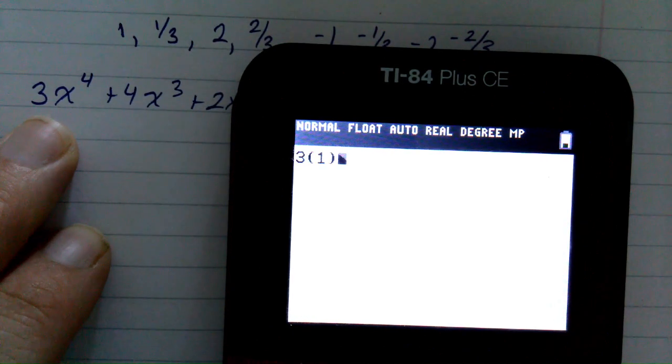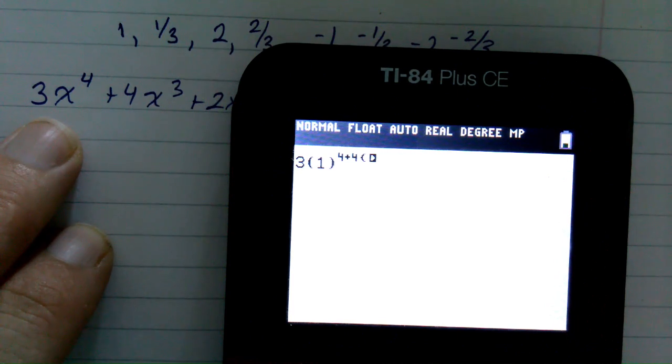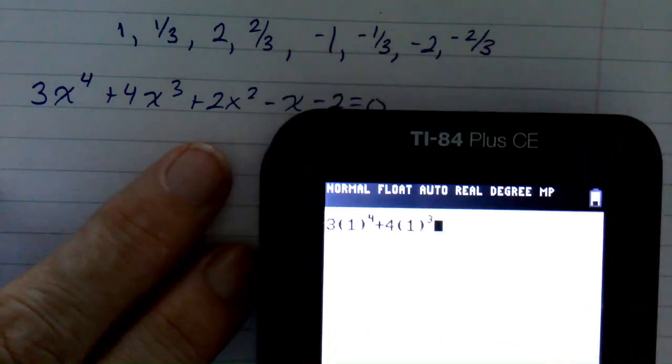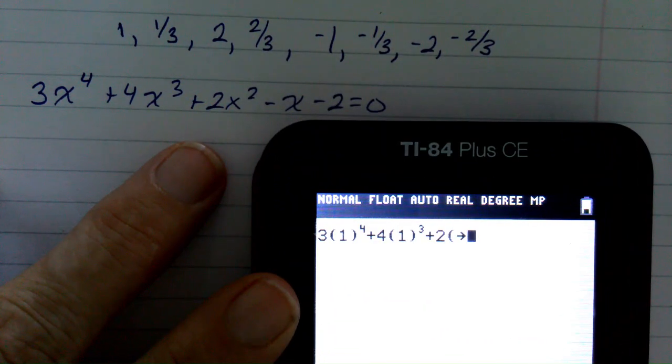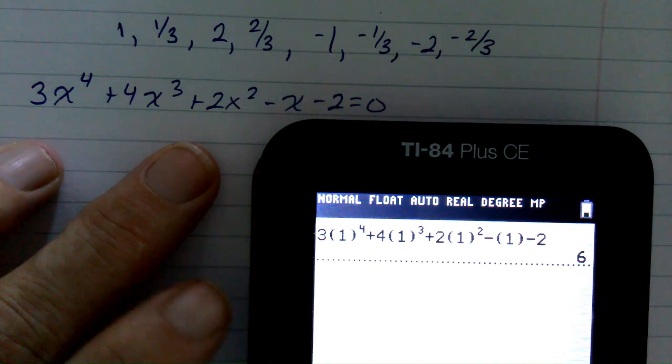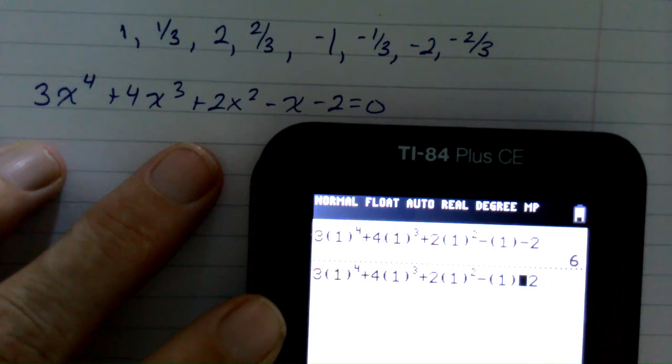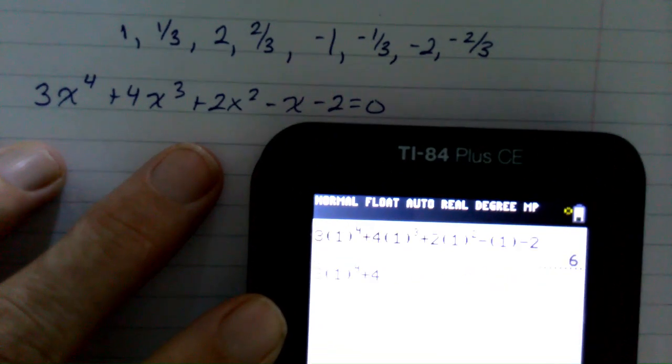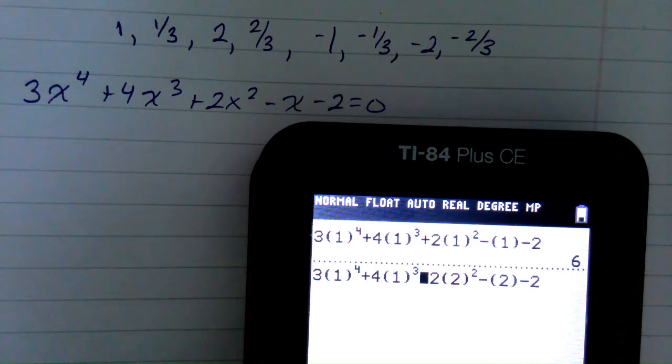So 3x to the 4th plus 4x to the 3rd plus 2x squared minus x minus 2. 1 was not it. Two was definitely not it. That was getting really big.